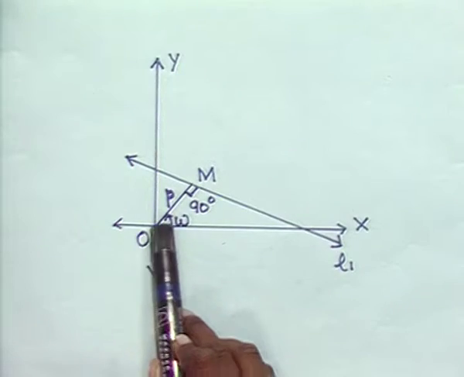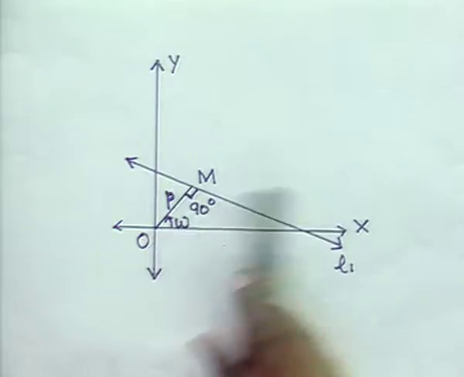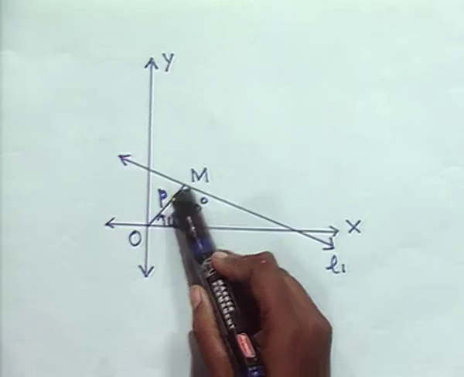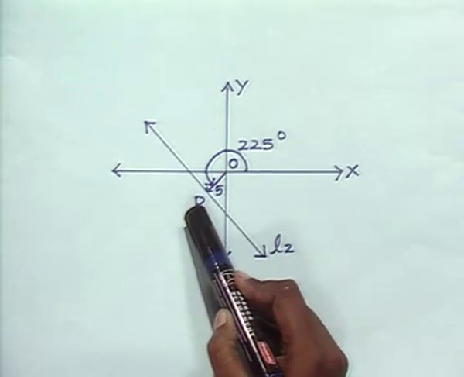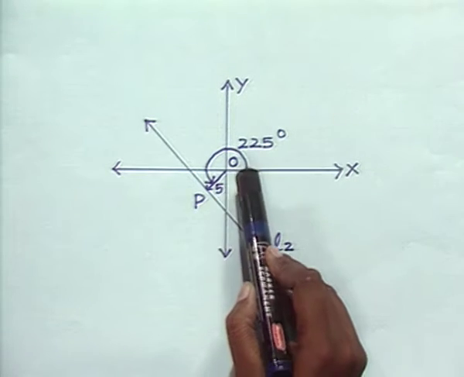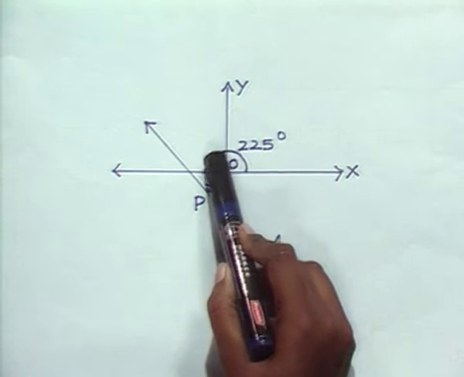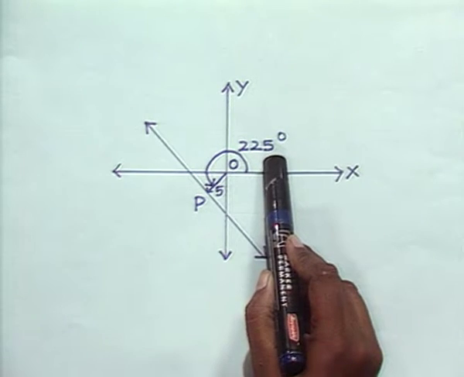We can determine the line L1 uniquely if we know the perpendicular length P and angle omega measured in the positive direction of x-axis. Ma'am, angle omega is measured in anti-clockwise direction, but what about the direction of the perpendicular OM? We always take this perpendicular distance for the line L2. The length of the perpendicular OP is 5 units and the angle omega measured in the anti-clockwise direction is 225 degree.